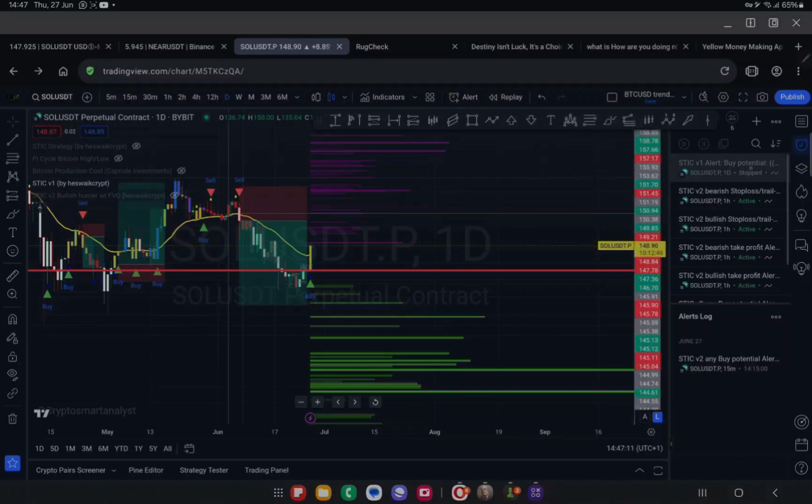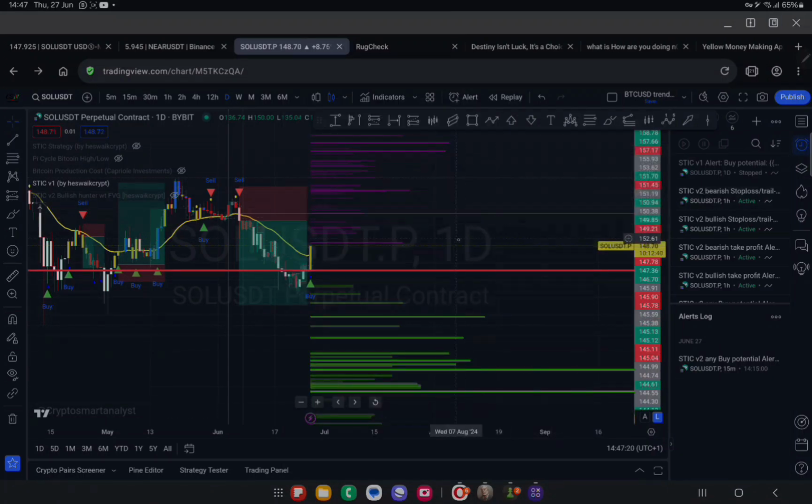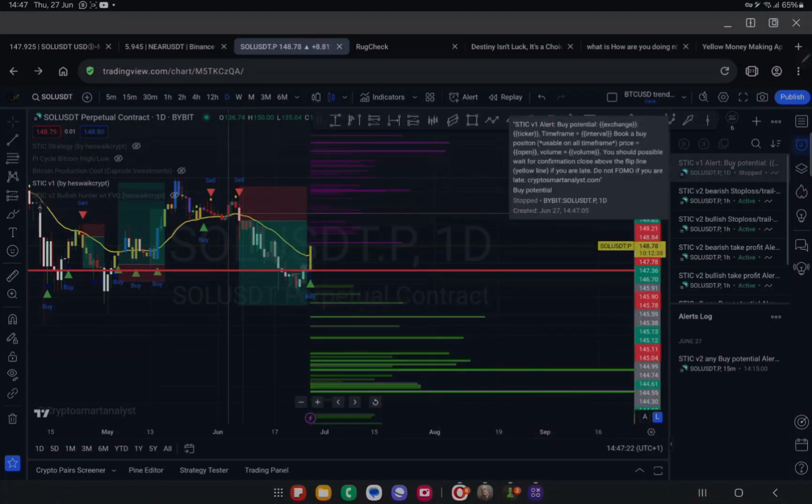The chart has stopped. I don't know why that is. That's a TradingView issue. I might need to refresh my tab to do that. Okay, so it's going to reload anyway. So you can see that's how to set your alert.